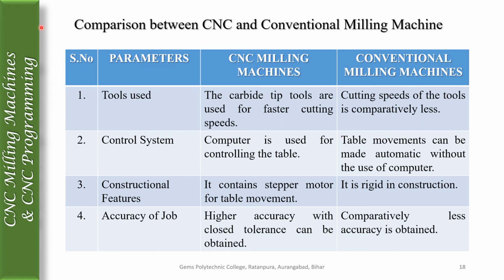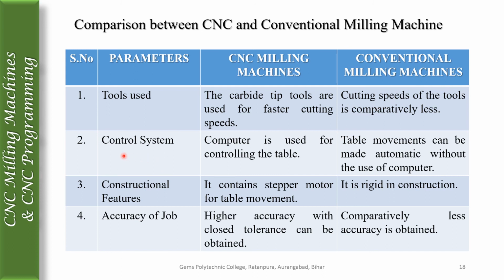So now let's come to the final point, the comparison between CNC and conventional milling machine. Let's see some parameters and the comparison, one by one. When compared on the tool used, in a CNC machining center the carbide tip tools are used for faster cutting speed. But in a conventional milling machine, the cutting speed of the tool is comparatively less, because those tools are not used in conventional milling machines.